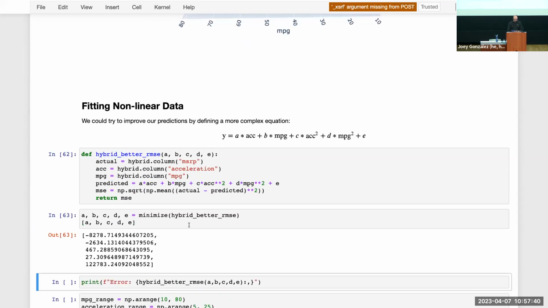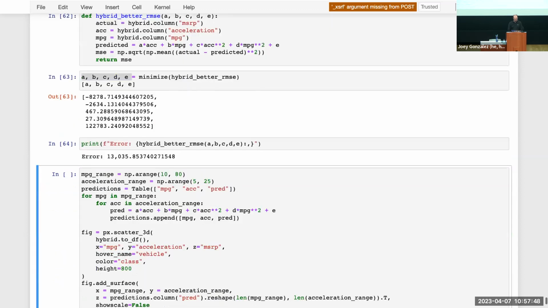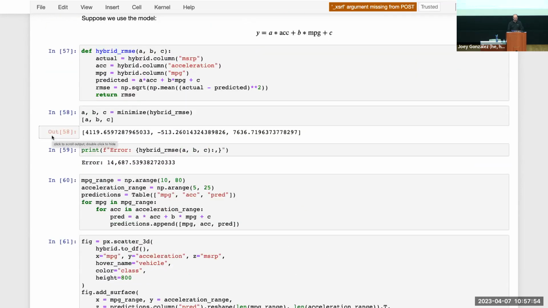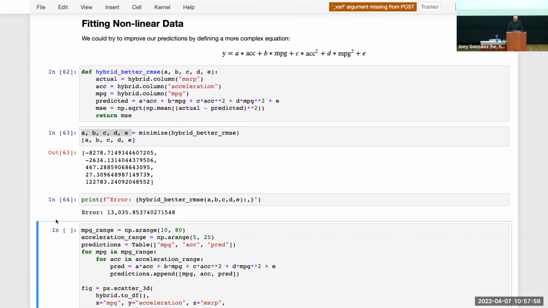Magic, I say minimize my function. It returns the minimization of all these variables. Okay, is this any good? Well, what's the error? 13,000. What was it before? 14,000. So we're doing something. We made it better. What does it look like?